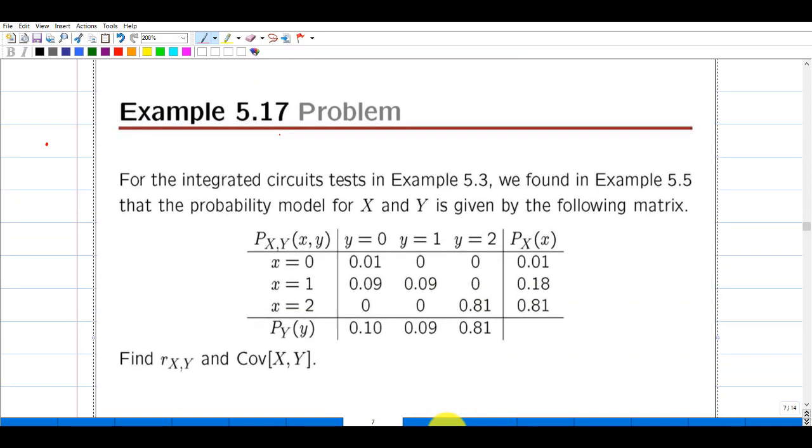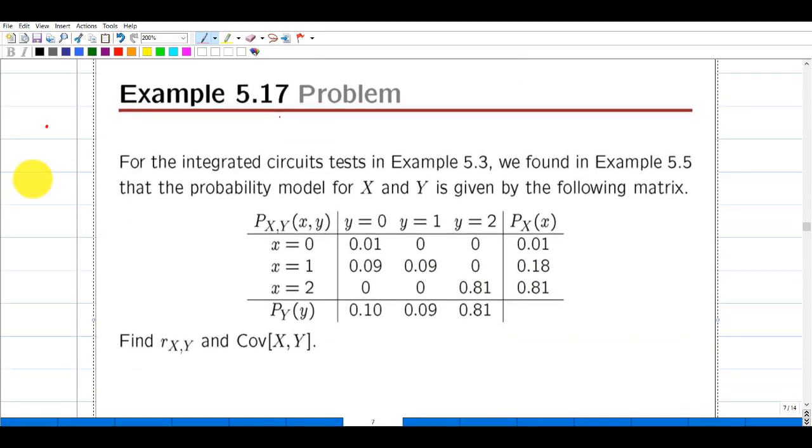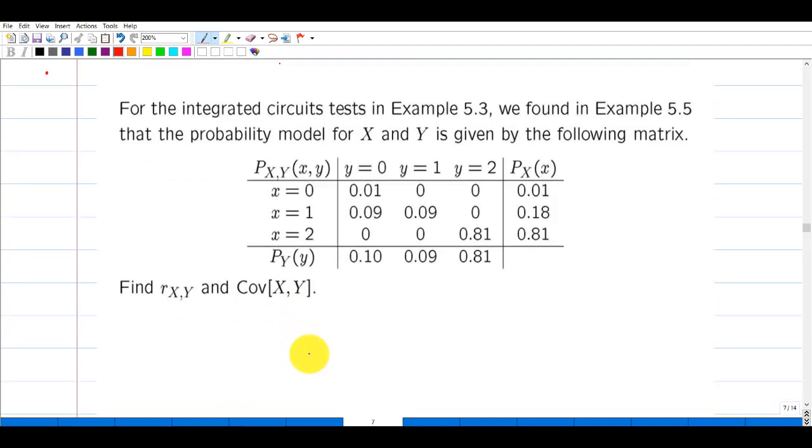I've got this example from the book. It is example 5.17. It says that for the integrated circuit test in example 5.3, we found in example 5.5 that the probability model for X and Y is given by the following matrix. We have already made this matrix or table, and we have to find the correlation and the covariance of this data of the random variables X and Y.